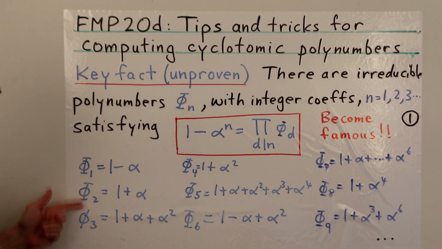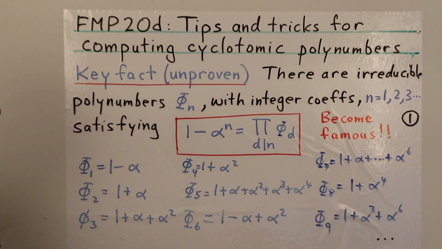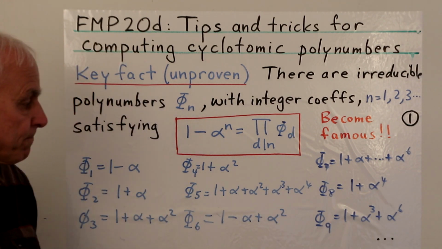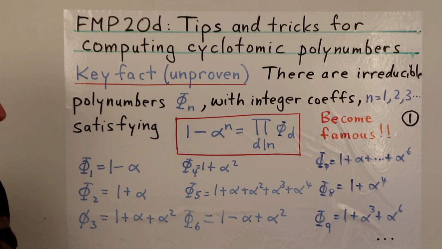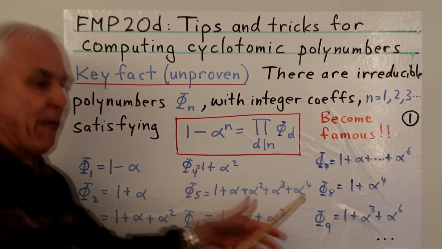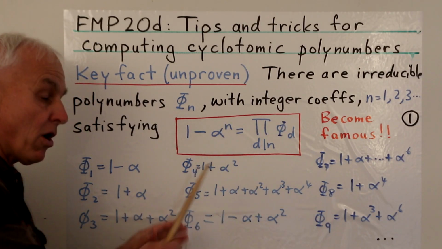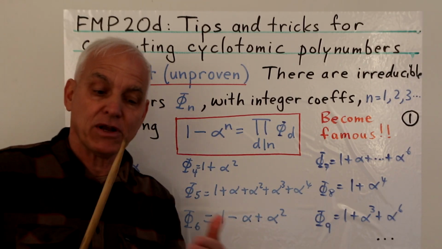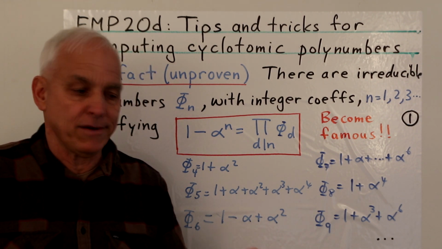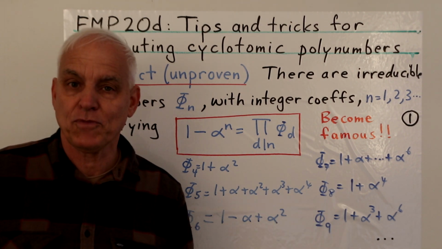And here are the first few small cyclotomic polynumbers up to phi sub 9, which is 1 plus alpha cubed plus alpha to the 6. Today what we want to do is establish some facts that allow us to anticipate what these things are going to be looking like, what various relations there are between different cyclotomic polynumbers, and ultimately, how do we actually come up with some values for larger values of n.